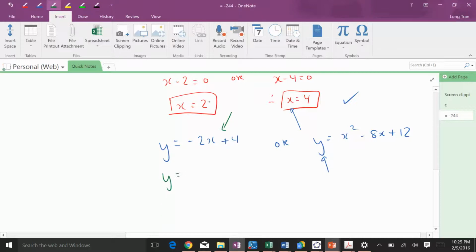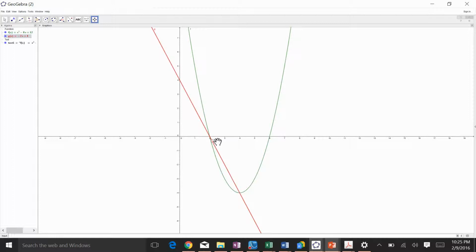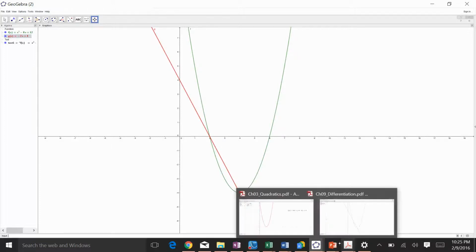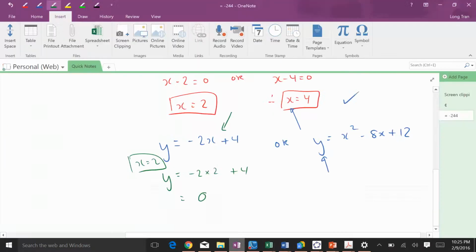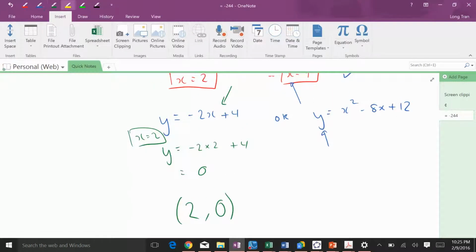So y will equal, if x was equal to 2, negative 2 times 2 plus 4. Negative 2 times 2 is negative 4, plus 4 is 0, which makes sense because my graph indicated that. Look at that, that's 2, 0. So it's true. When x is 2, y is 0. That's what I just worked out.